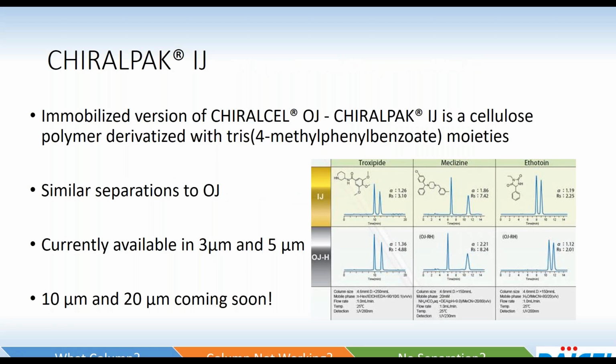So it's, as I mentioned, the immobilized version of OJ, very similar separations as you can see here between IJ and OJ. So if you have a separation on OJ and you're looking to migrate it over to IJ, there's a very good chance that it will move over without any sort of an issue. It's currently available in 3 and 5 micron, so analytical particle sizes, but 10 and 20 micron are coming soon if that's something that you are interested in.